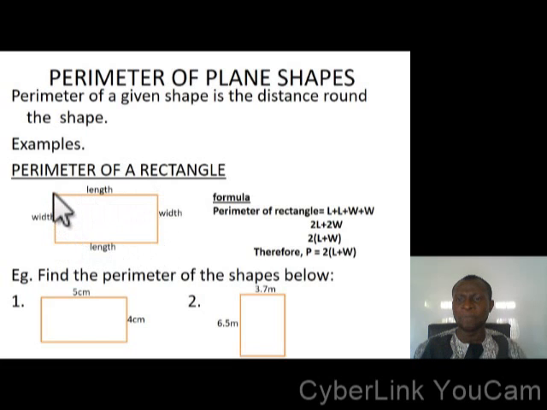That gives us the perimeter of this shape. That is the distance round the shape. That gives us what? The perimeter of that particular shape. I hope it's very clear. Now we move to the actual thing here, which is the perimeter of a rectangle.